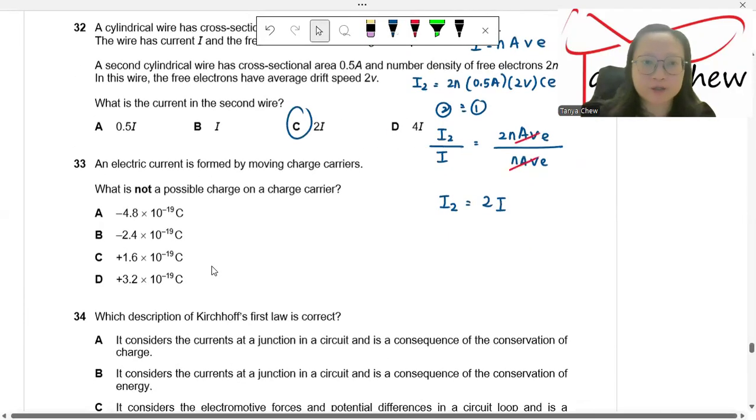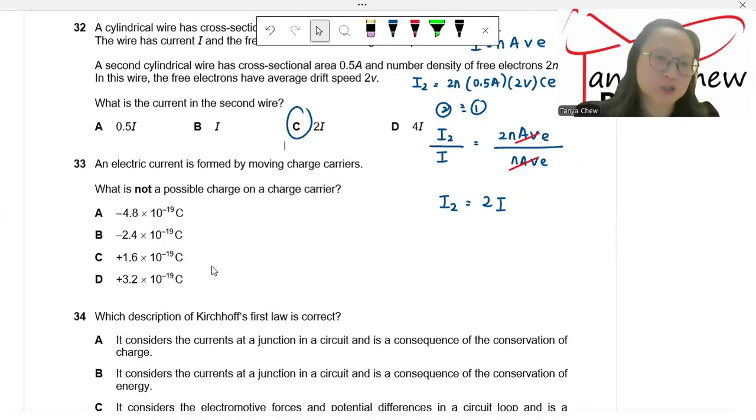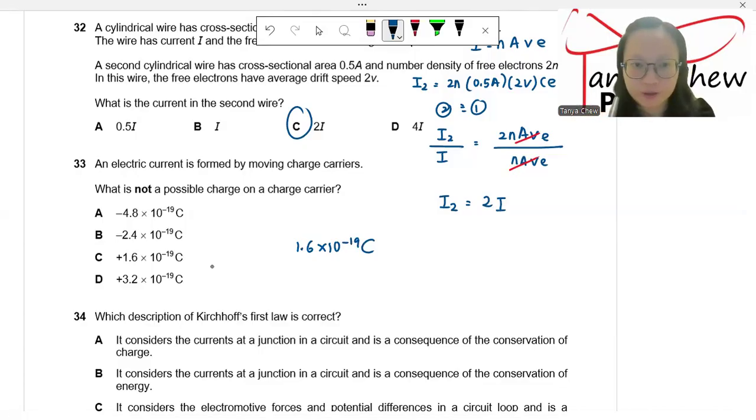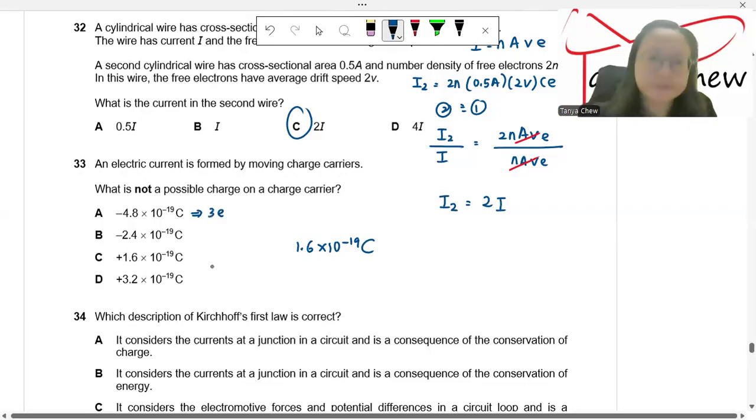Number 33, an electric current is formed by moving charge carriers. What is not a possible charge on a charge carrier? Bear in mind, the fundamental charge is 1.6 times 10 to the power negative 19 coulomb. All the choices here must be possible charges, right? They must be able to divide by 1.6 times 10 to the power negative 19 coulomb without giving any decimal point, right? So 4.8, I get 3 times the fundamental charge, which is 1.6 times 10 to the power negative 19. 2.4.